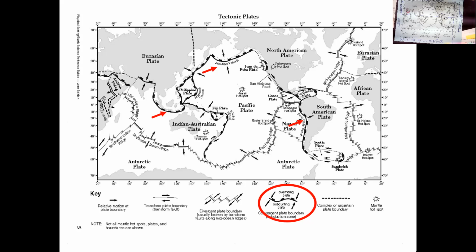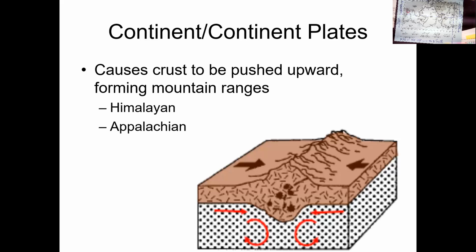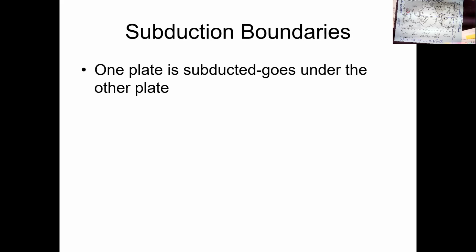I wouldn't want to live there when that happens, but good news is it only happens as fast as your fingernails grow. All right. So we already said that. So now sometimes when plates hit, they don't both go up. What happens is sometimes one goes down, and that's called a subduction boundary, where one plate goes under another.